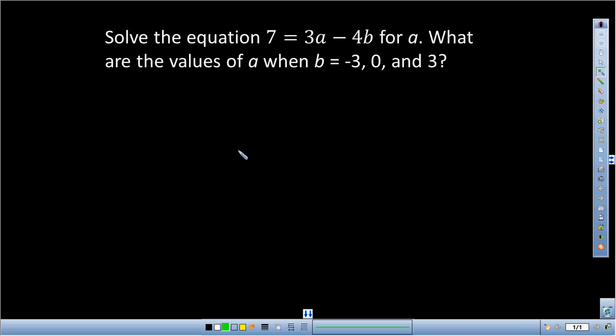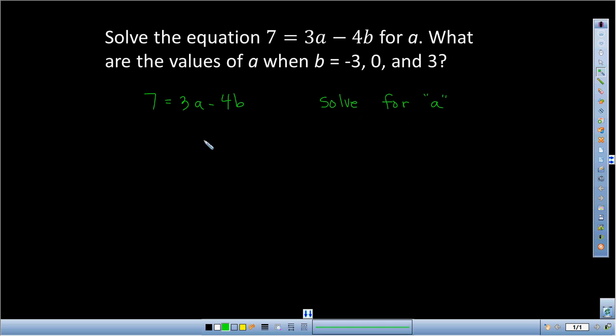If you look at the equation 7 equals 3a subtract 4b, you'll notice that there are two variables in that equation. That's what we call a literal equation. And so the instructions ask us to solve for a. So I'm going to go ahead and write the original equation, 7 is equal to 3a subtract 4b. And remember, we're solving for a here, so I'm just going to make a little note here. Solve for a. That's what we're looking for, is the value for a.